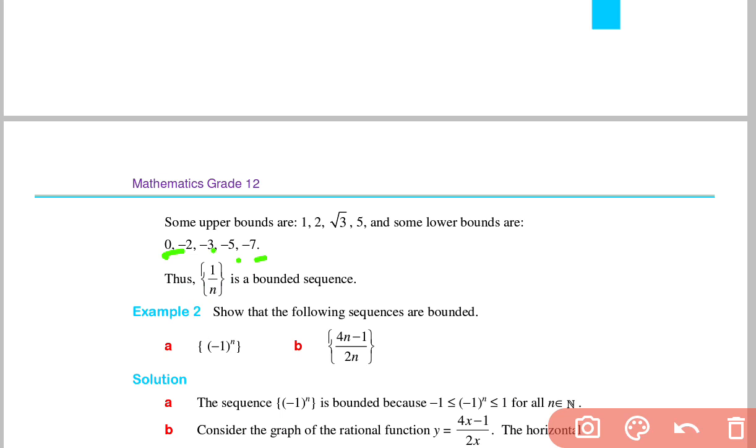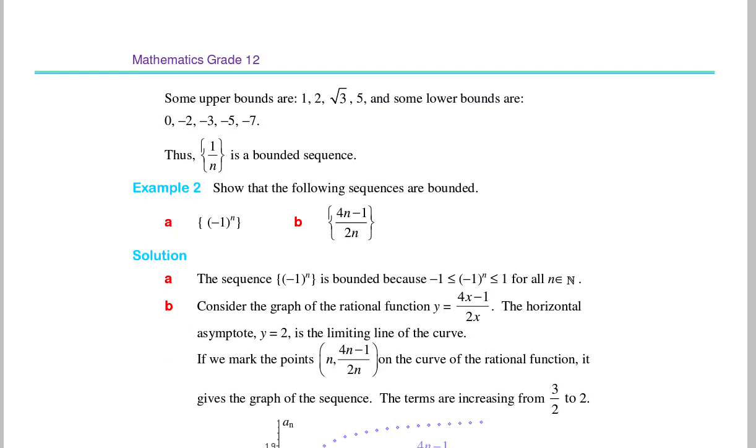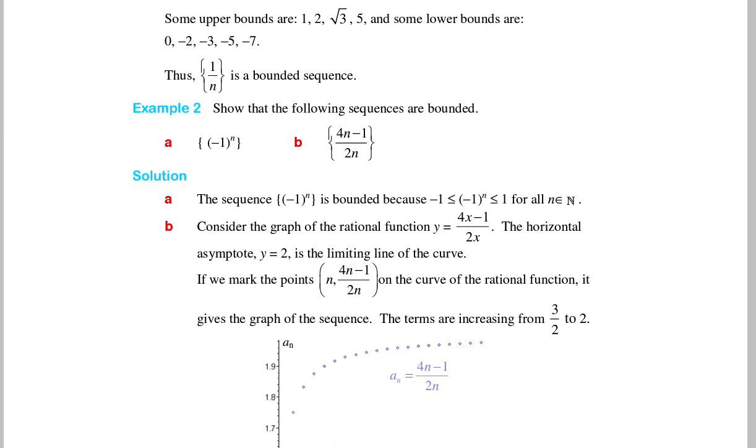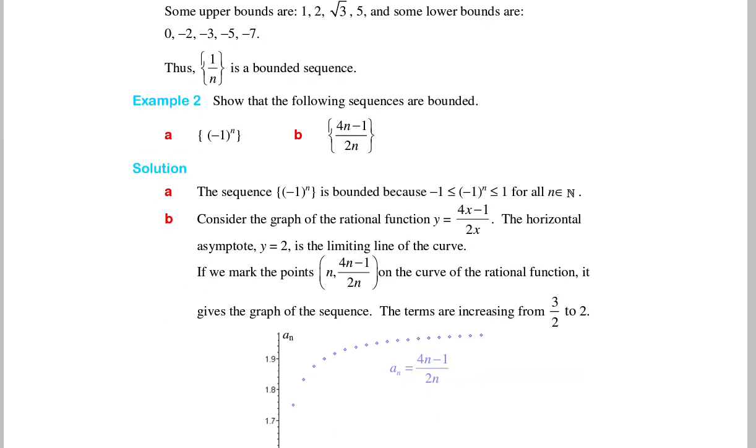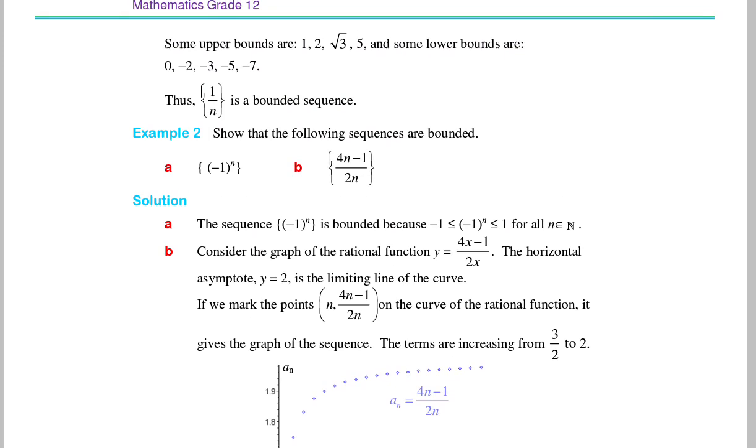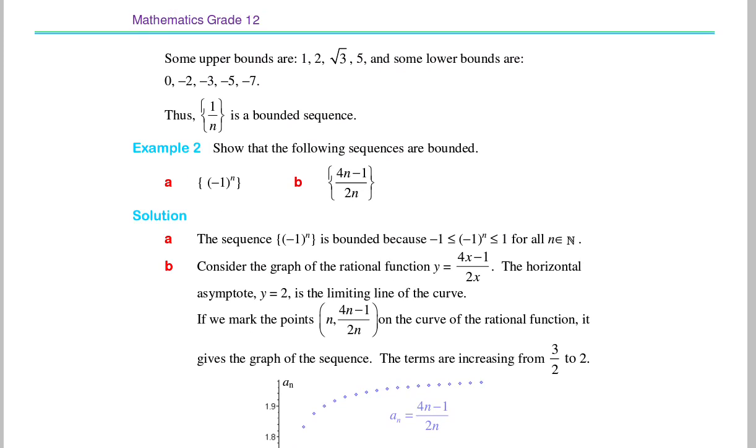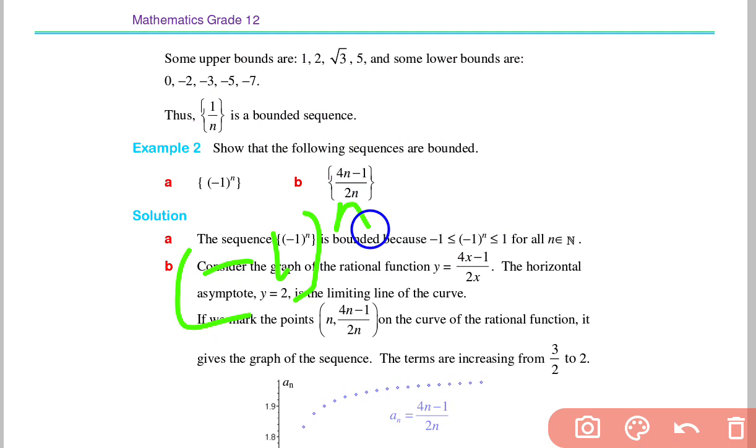Okay, let's jump on another. Example: show that the following sequence is bounded. Is the sequence (-1) to the power n bounded or unbounded?